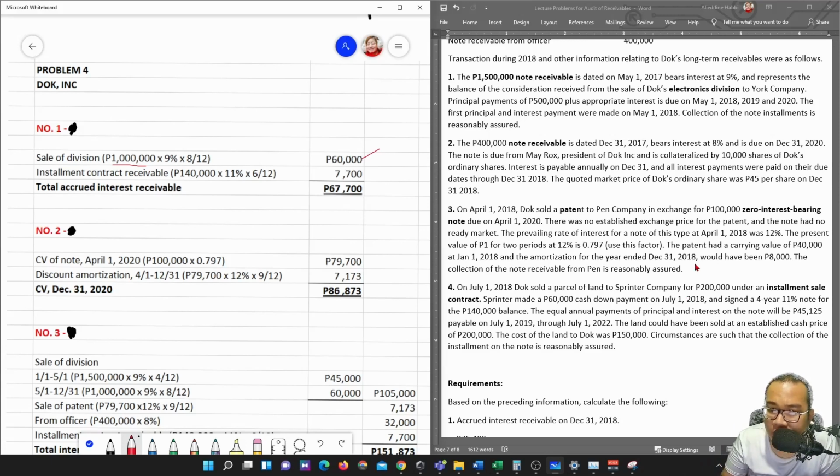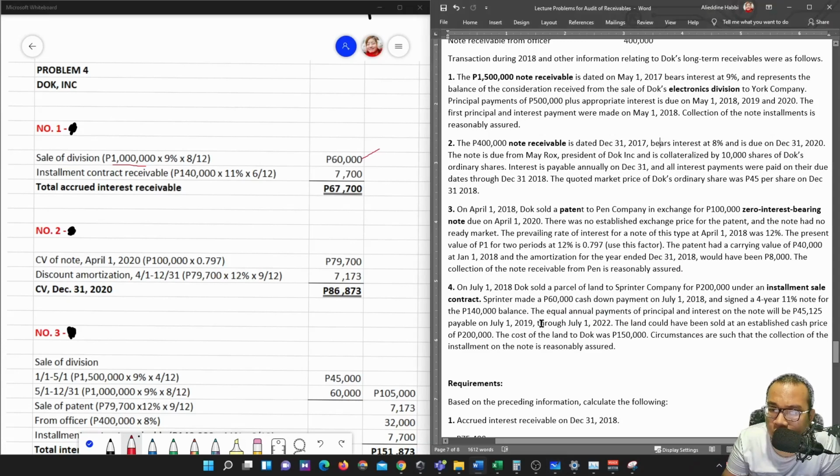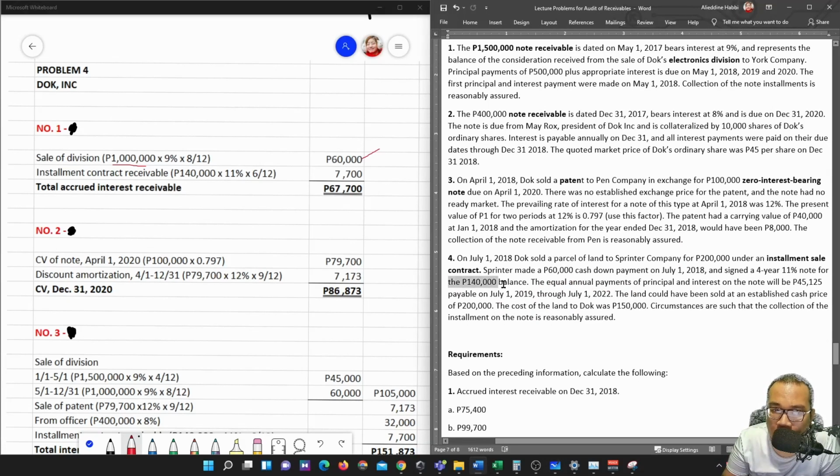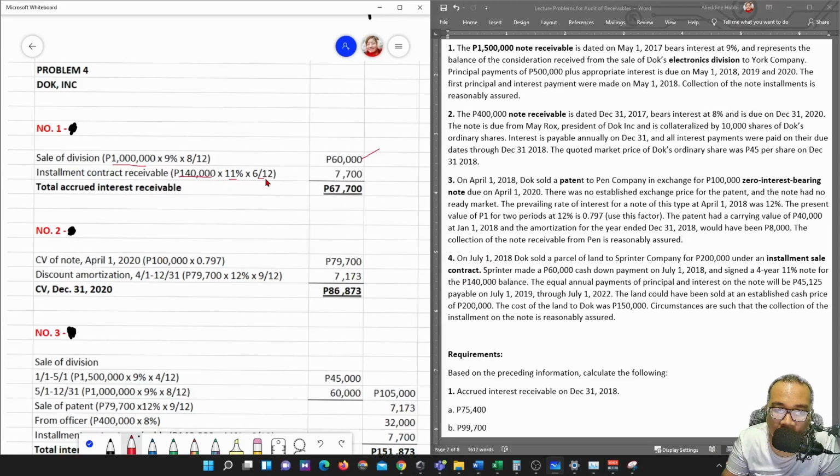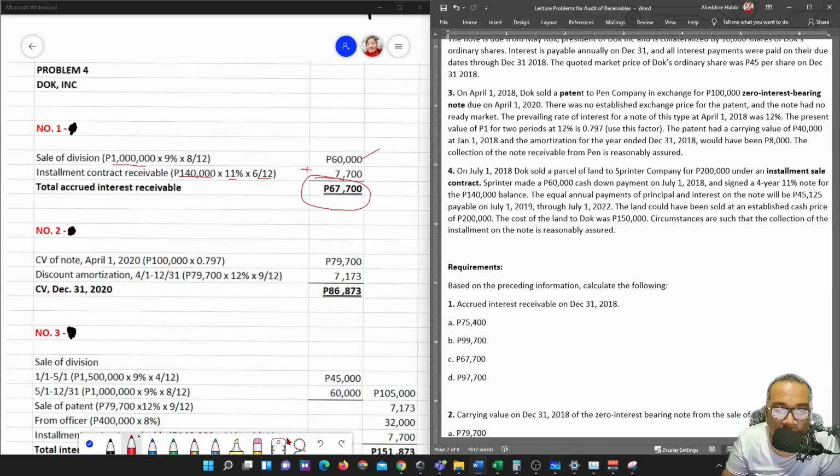Accrued interest receivable. Saan yun? Kasi nakalagay, 140,000 yung natitira. Then, July 1 yung transaction. So, July. Obviously, kay July na nag-start. So, alam na yan. July, August, September, October, November, December, 6 months. 6 over 12, 11% interest. 140,000 pa yung natitirang principal balance. So, kaya dito, 140, 7.7. Add nyo yan. Okay, good. Total accrued interest, 67,700.